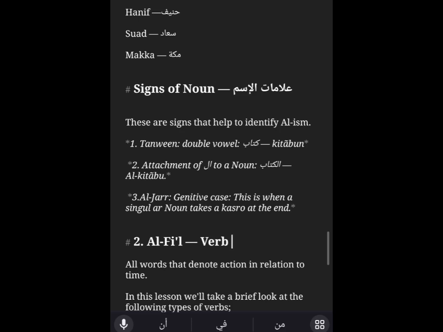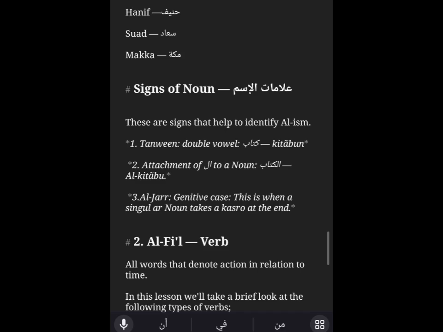Ensure to watch this video till the end. There are questions that you will answer to test your knowledge of this lesson. In these lessons, you are required to answer the questions in the comment section. Ensure to take your notebook and put them down and listen to every explanation. Now let's move on. This is a simple explanation of what a noun is and the signs that will help you identify nouns.